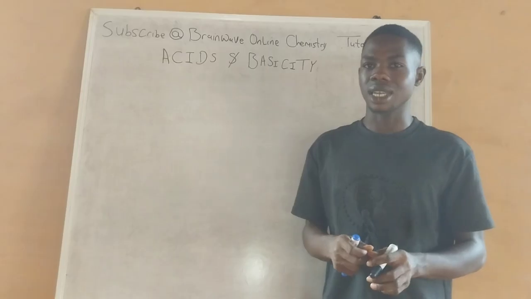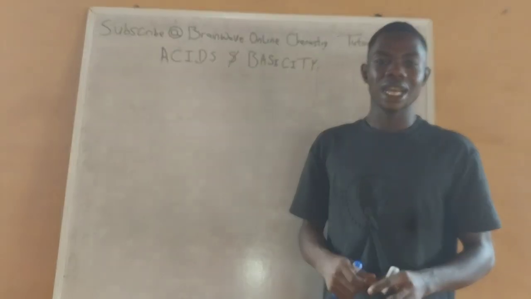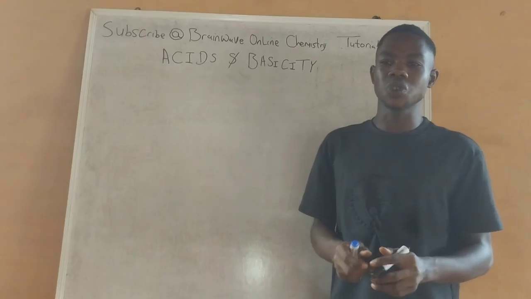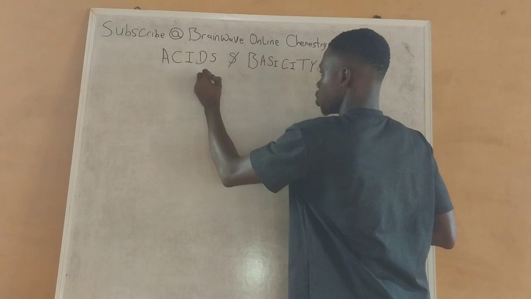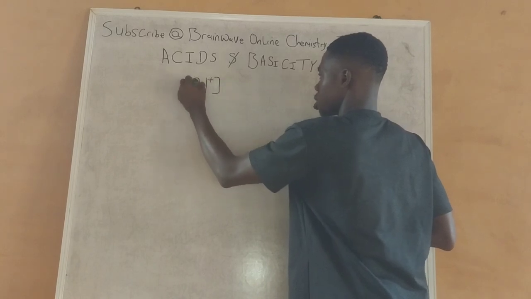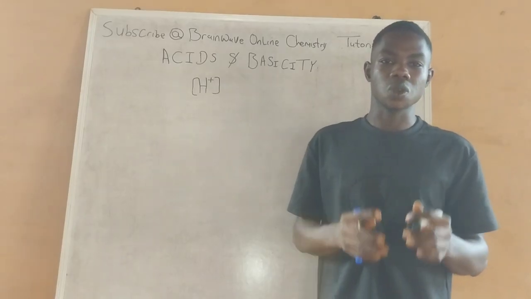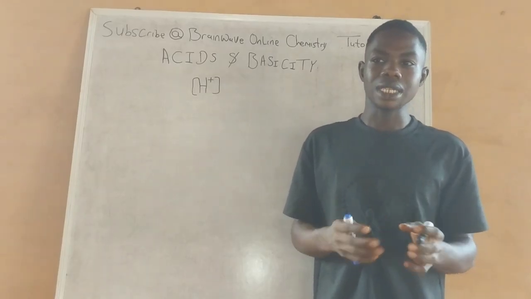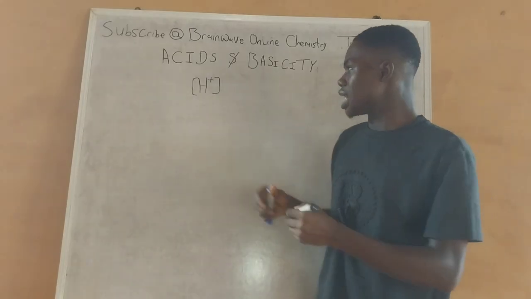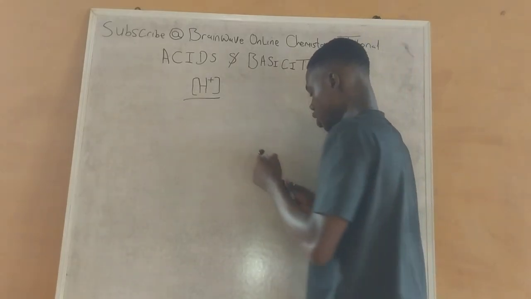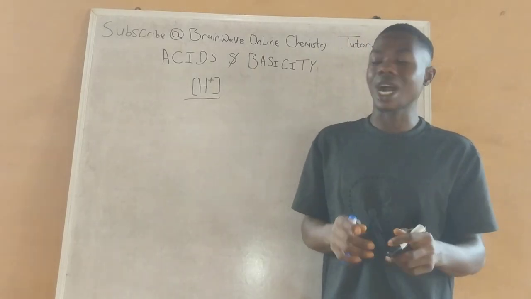So let's get started. Moving on from here, I'll be starting with acid. An acid is a substance which produces hydrogen ion as the only positive ion when dissolved in solution alongside with the anions. Please take note that an acid is a substance which produces what? Hydrogen ion as the only positive ion when dissolved in solution alongside with what?